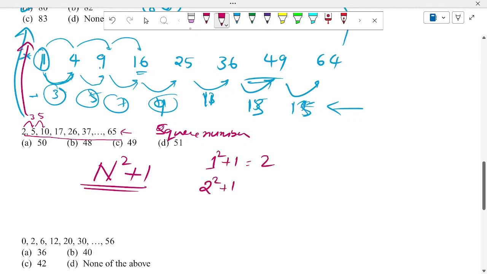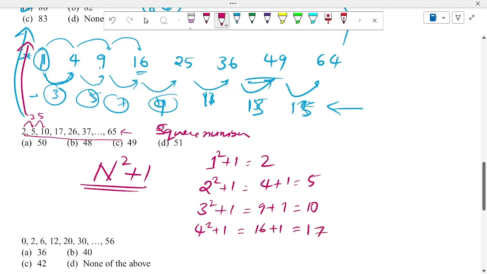2 square plus 1 is equal to 4 plus 1 is equal to 5. 3 square plus 1, 9 plus 1 is equal to 10. 4 square plus 1, 16 plus 1 is equal to 17. This way you will get a series. This is a square series only, but you are adding 1 at the end.